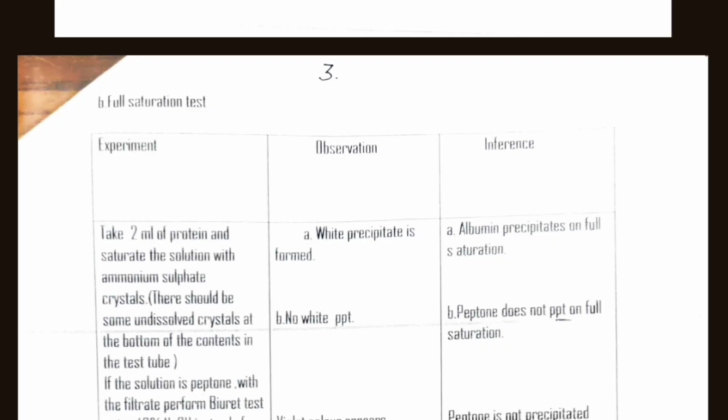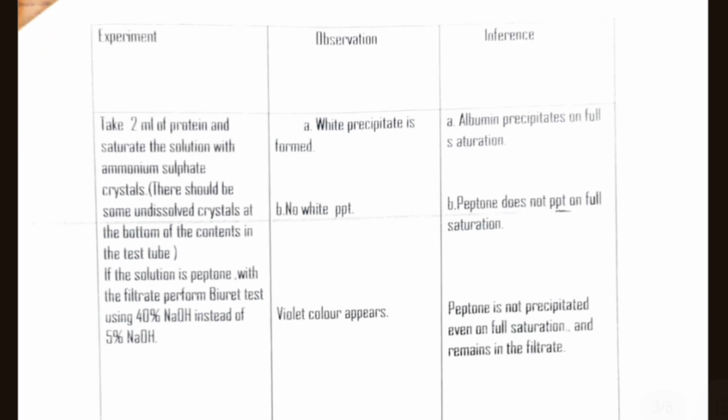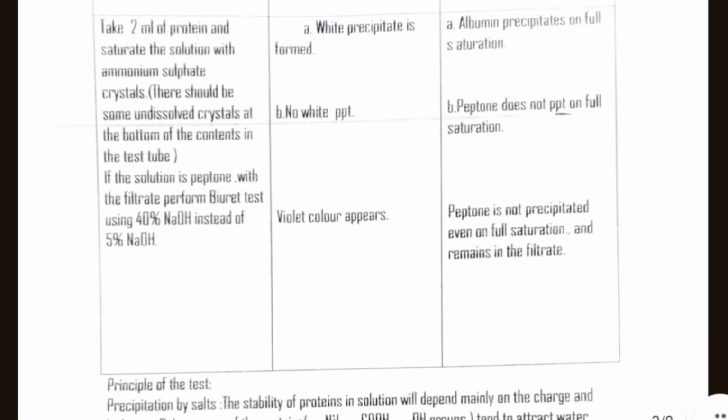There should be some undissolved crystals at the bottom of the container in the test tube. So it should be a lot of ammonium sulfate crystals. White precipitate is formed: albumin precipitates on full saturation. There's no white precipitate: peptones do not precipitate on full saturation.